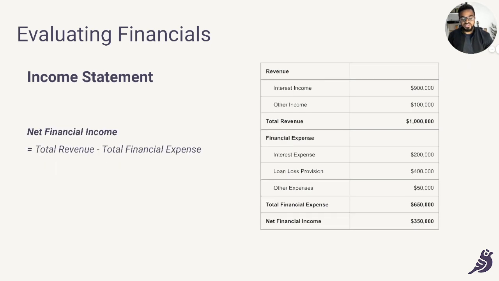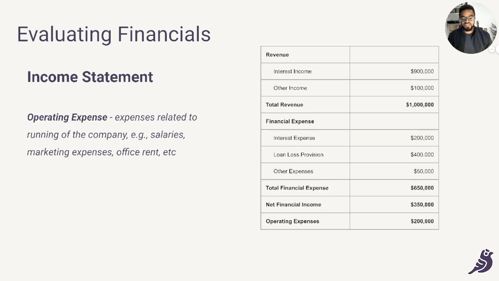With these two sections, the net financial income is calculated by taking the total financial expense from the total revenue. This represents the net amount earned by the business that is directly attributable to lending activity. The next section of the income statement details the operating expenses. This typically represents expenses related to the running of the company. For example, salaries, marketing expenses, office rent, etc.